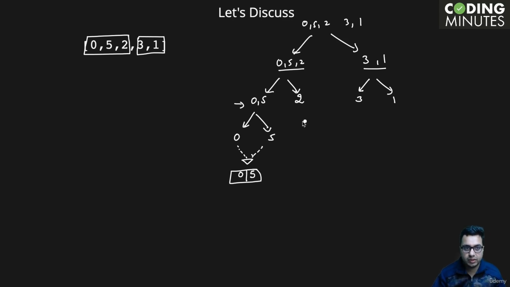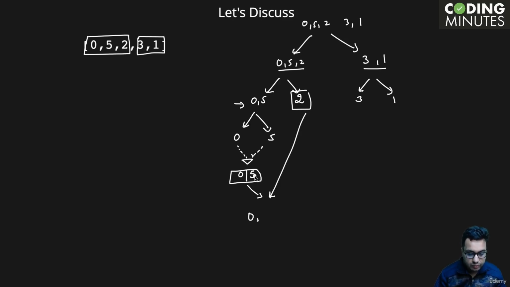Now what is the next step? We need to merge 0, 5 along with 2, and during this merge process we will count the cross inversions as well. Okay, so what is going to be a cross inversion here? When you compare 0 and 2, which one is smaller? Obviously 0 is smaller. Okay, so we have a 0 here.